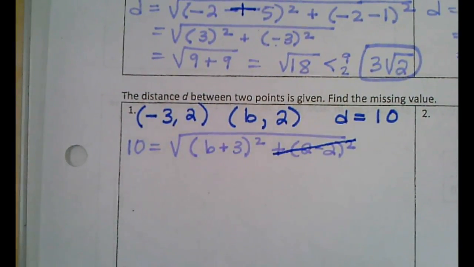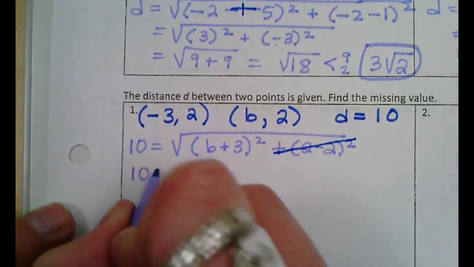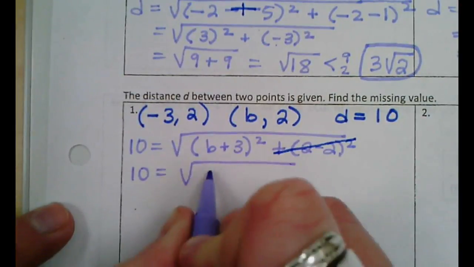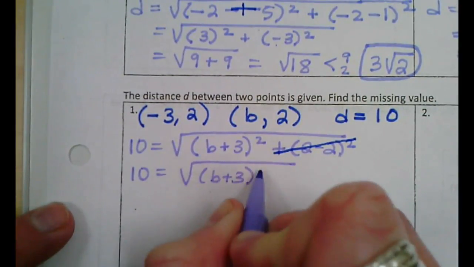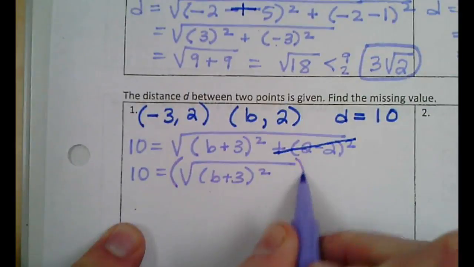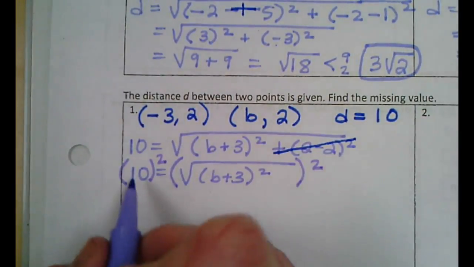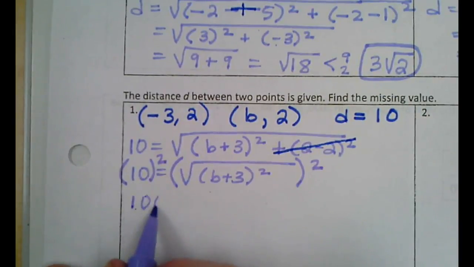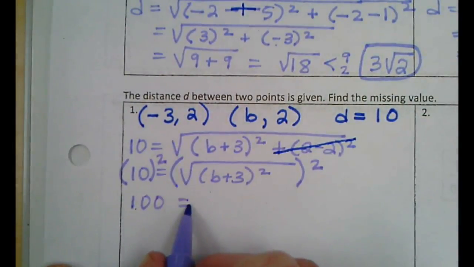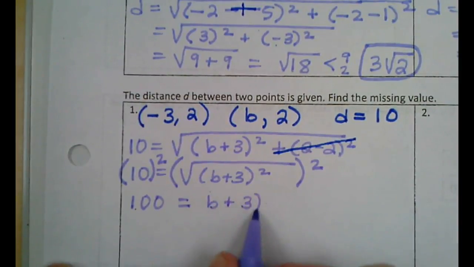So the first thing that I'm actually going to do with this problem is I have here 10 equals the square root of b plus 3 quantity squared. In order to get rid of a square root, we have already learned that you square both sides. So I have 10 squared, which is 100, equals b plus 3 quantity squared.